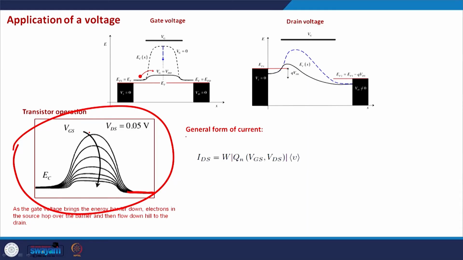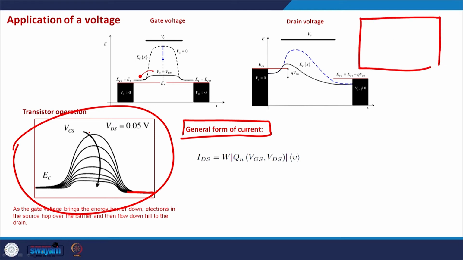So before going into the current expression, there is one more point that I want to remind you of. In conventional MOSFETs, what happens is that generally we have source, we have drain, we have a small oxide here, and we have a gate here.